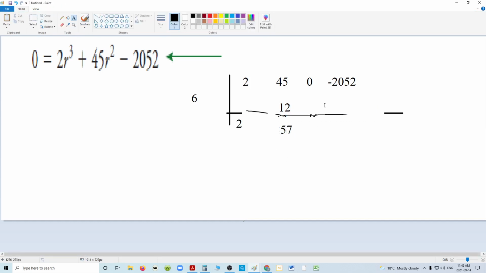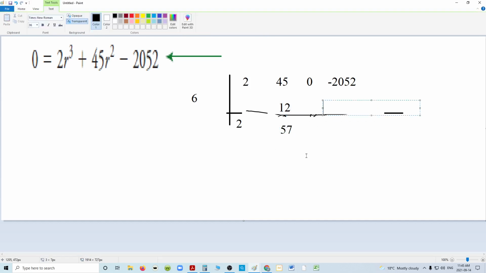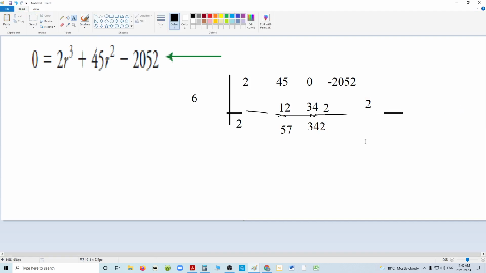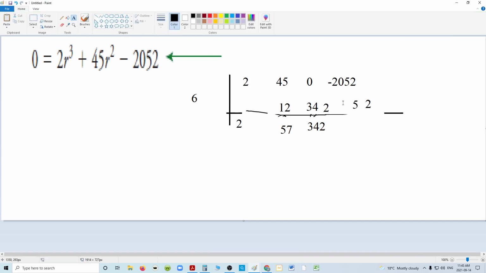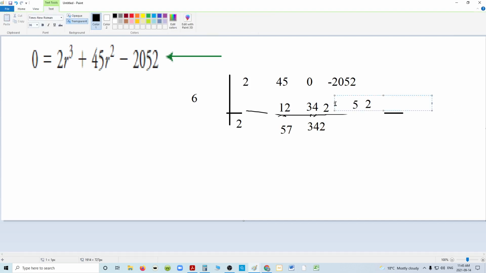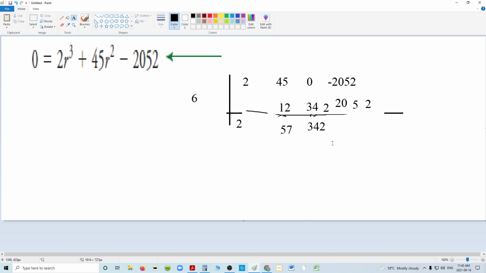57. 6 times 7 is 42. 6 times 5 is 30. Plus 4. Add those 3, 42. 6 times 2 is 12. 6 times 4 is 24 plus the 1, 25. 6 times 3 is 18 plus the 1. Was it 18? No, plus the 2. 20,052. So I indeed get it with 6.